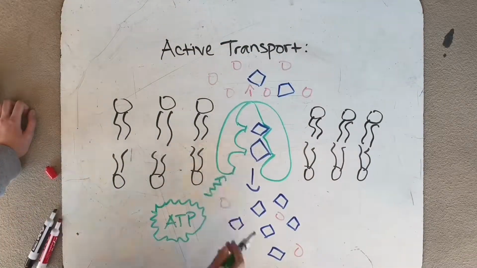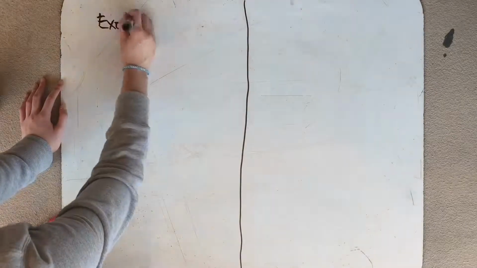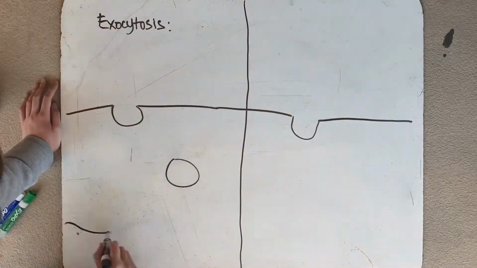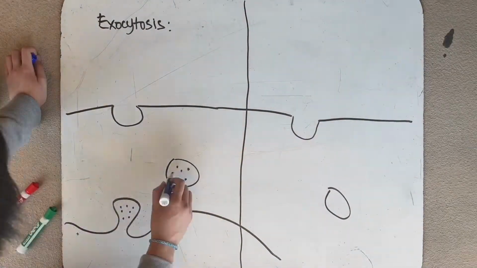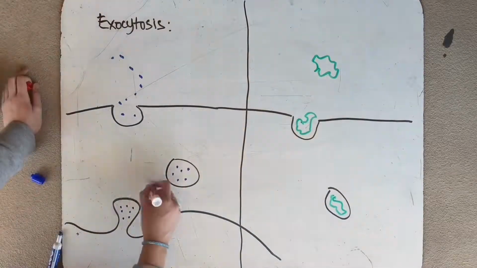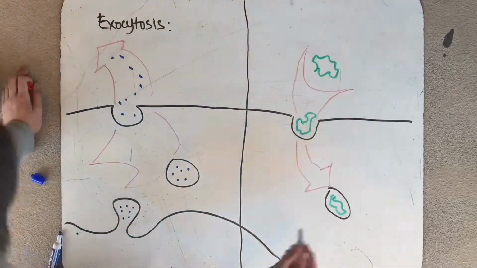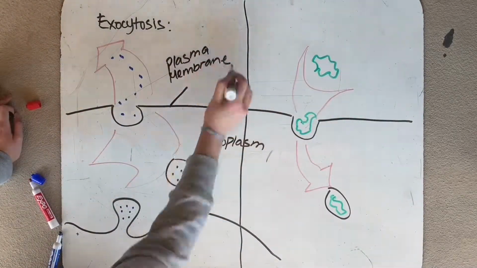against the concentration gradient. While both endocytosis and exocytosis require ATP, in exocytosis the cell secretes molecules by fusing vesicles with the plasma membrane. In endocytosis, new vesicles are formed as the cell takes in new molecules.